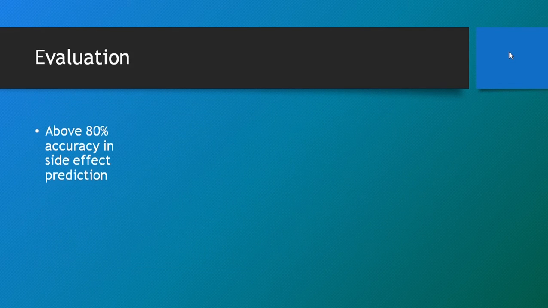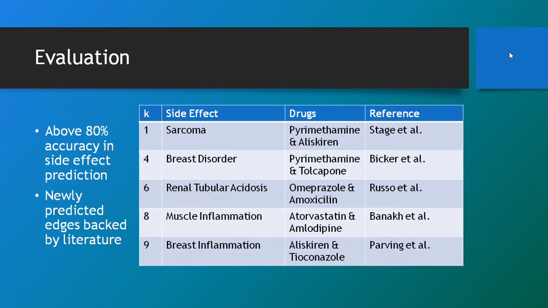Evaluation. The resultant model gave 80% accuracy in side effect prediction, which is quite impressive considering that most of these predictions are unknown. Additionally, 5 out of the top 10 most likely combinations of drugs causing side effects have been backed by literature, as shown. For instance, sarcoma is caused when pyrimethamine and aliskiren are administered together, and it was referenced by Stage et al.